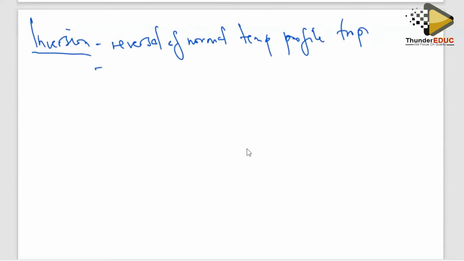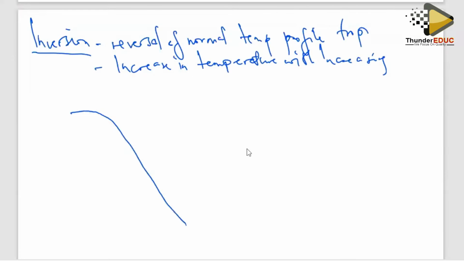Or in simple terms, we are saying it's an increase in temperature with increasing height. If temperature is increasing with an increase in height, then it's an inversion. So how does it happen? Because of the presence of katabatic winds in a valley. I will use an illustration and you will figure out the explanation from the illustration.